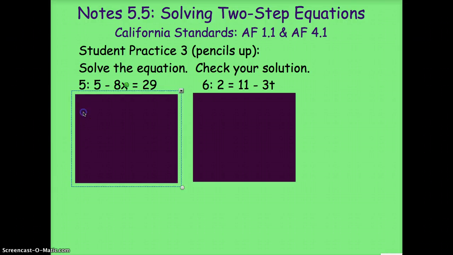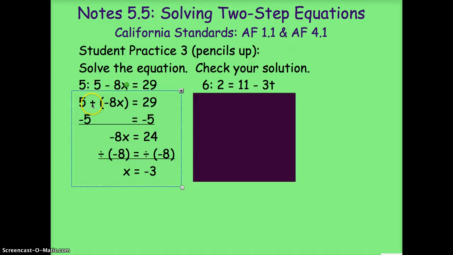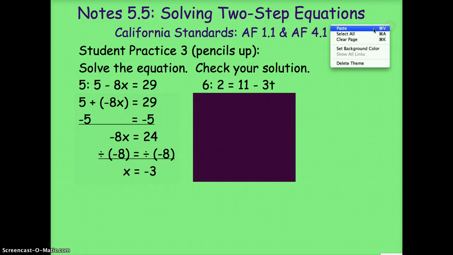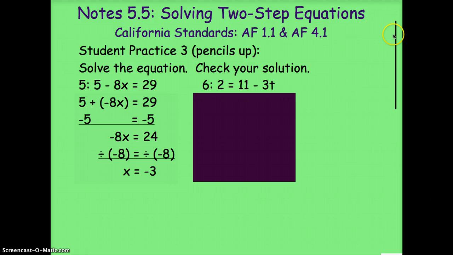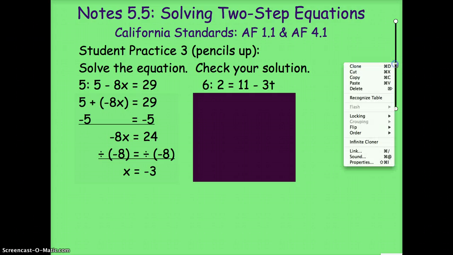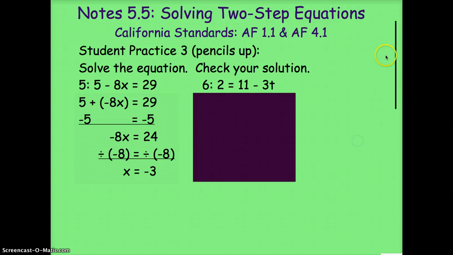Okay, let's take a look. You're going to start, of course, drawing your fence, which I will put on here. Skip, change, made it 5 plus negative 8x. Subtract 5 on both sides. These 5's cancel out. You're left with negative 8x. And here, 29 minus 5 is 24. Divide both sides by negative 8, and I'm left with x equals negative 3.